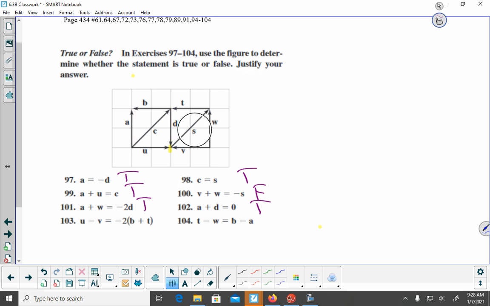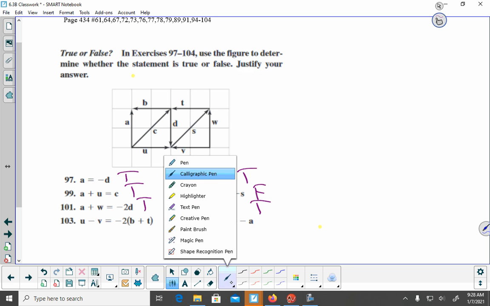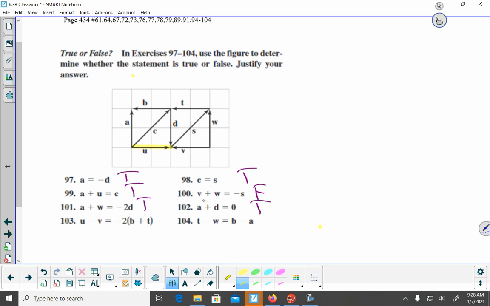U minus V. So U is going to the right 2. And then V is going to the left 2, then with the opposite of that, so I'm going to go to the right 2 more. So this is actually 4 to the right. I want to think of it that way. B plus T. B is going left 2, and T is going to the left 2. So altogether, this is going to the left 4. And if I take negative 2 times that, that would be going to the right 8. Well, that's not right. So that is false.